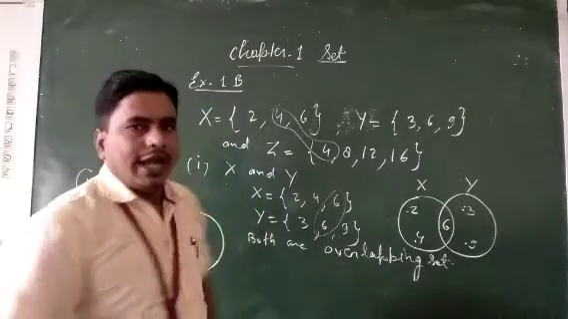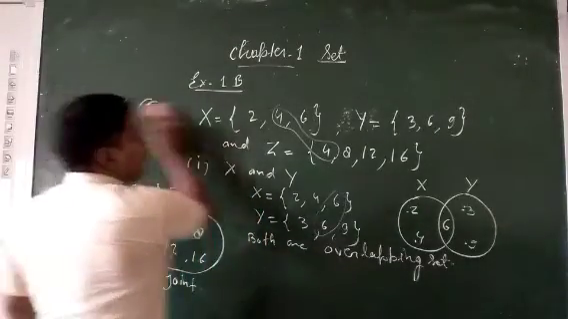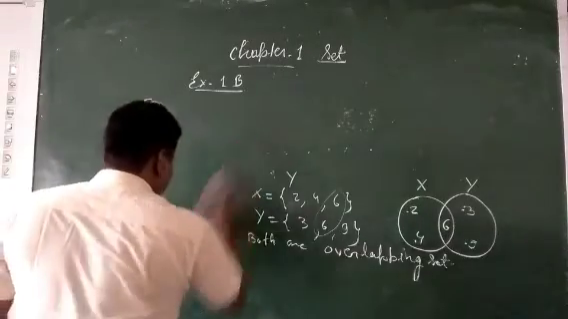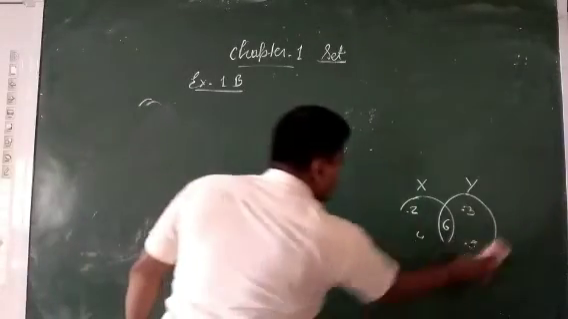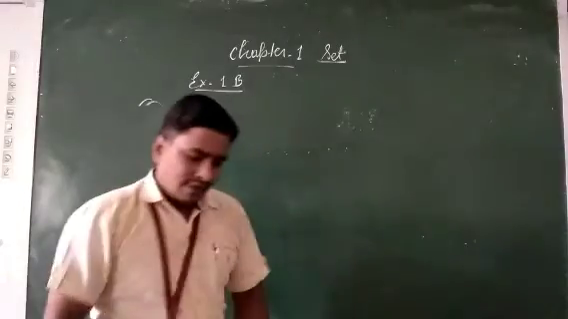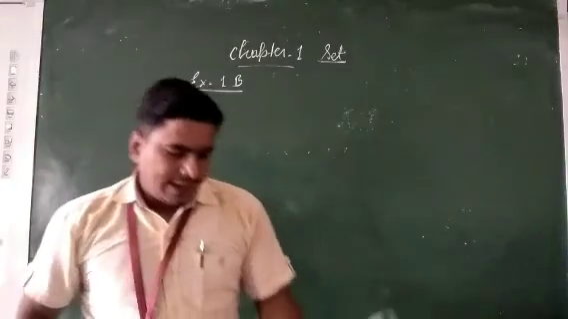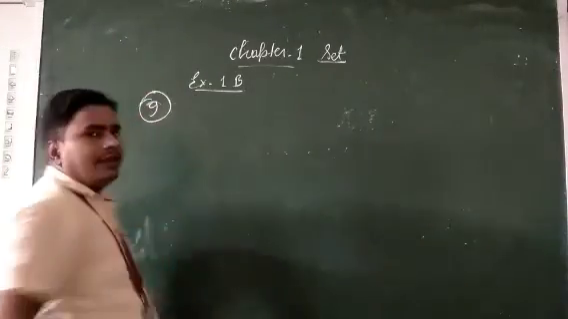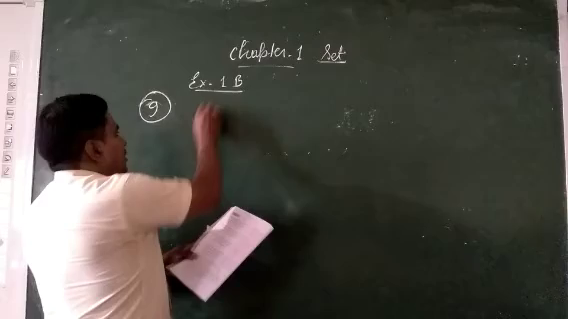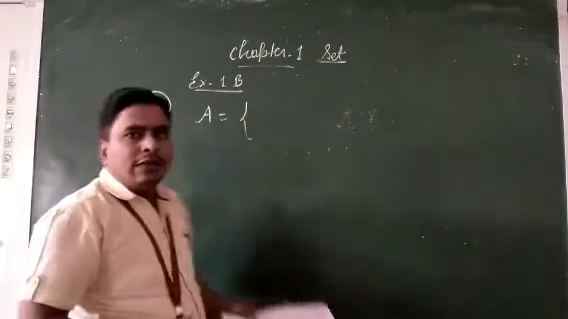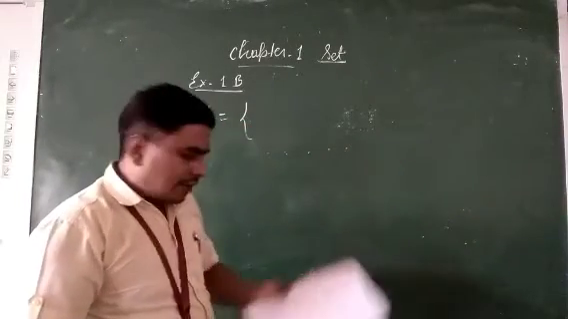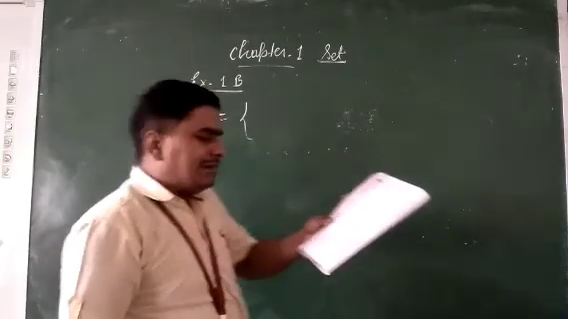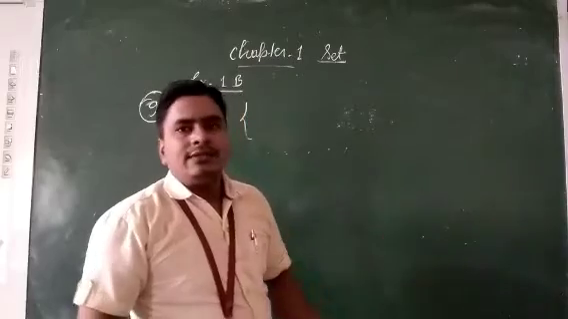Question number 9. A set A is given in roster form or set-builder form. X such that x belongs to whole number, where x is a multiple of 5 and less than 30.